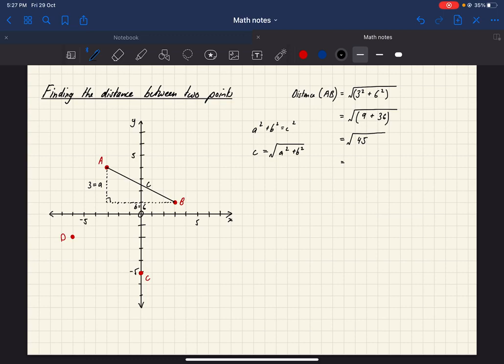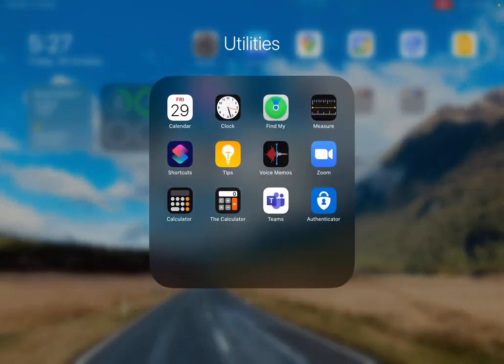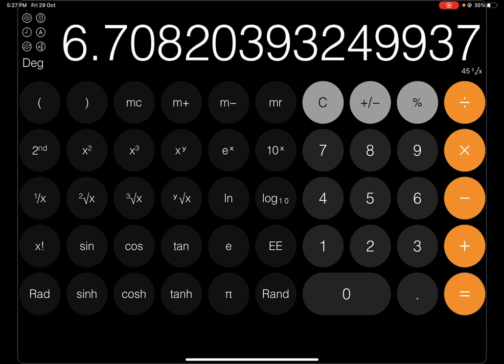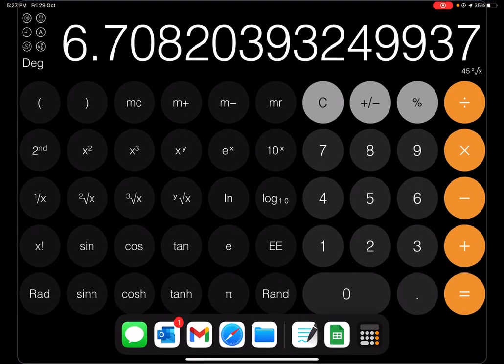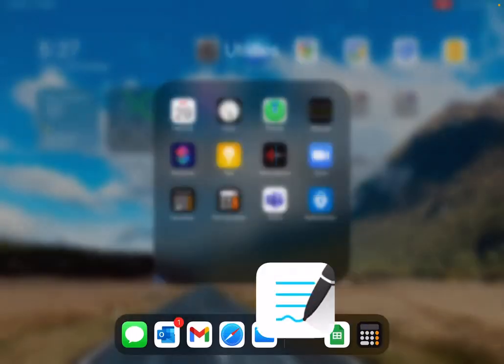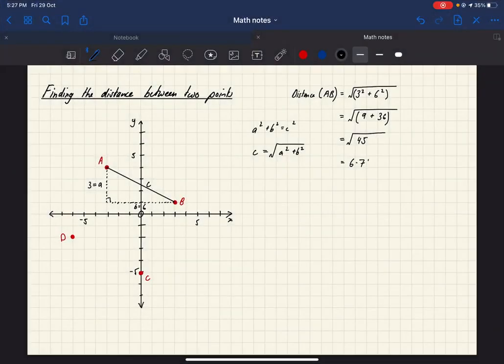So I'm just going to bring up a calculator for that. I'm going to take the square root of 45. 6.7. I'm just going to round it to one decimal place. So that is 6.7. Actually, let's round it to 2 decimal places. So I'll do 6.71. And I've rounded it to 2 decimal places, so I'm going to write 2 dp. And that's how you find your distance.